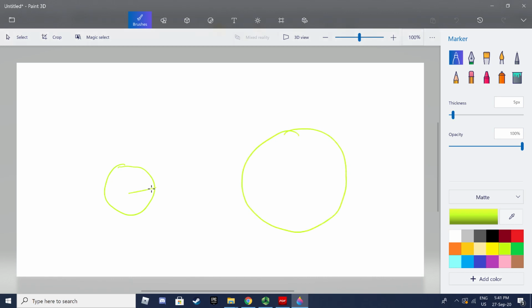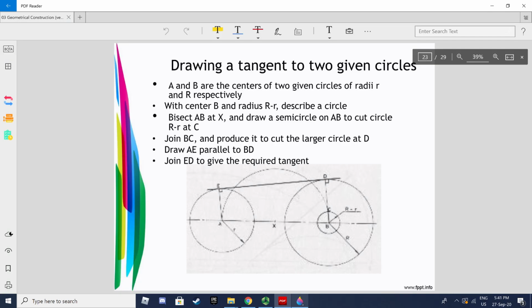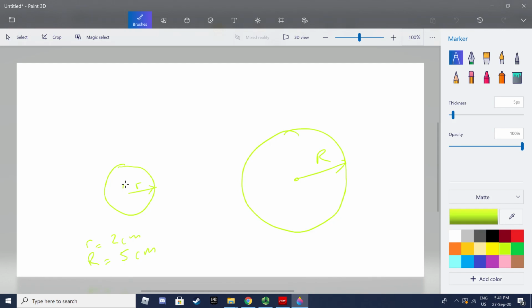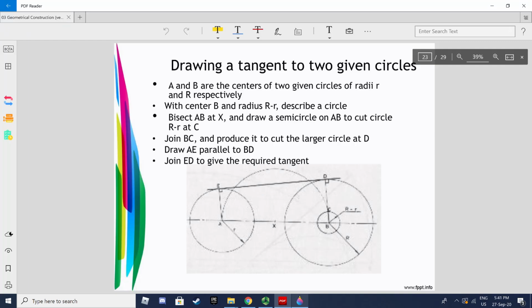Say this one has radius r, where this one has capital R radius. Maybe I can give you r is 2 cm, where the bigger R is 5 cm. Let's say this is center A and this is center B. From center B you need to do another small circle which is R minus r.